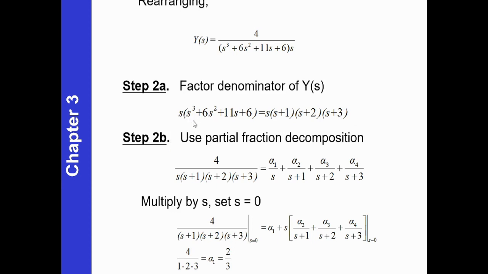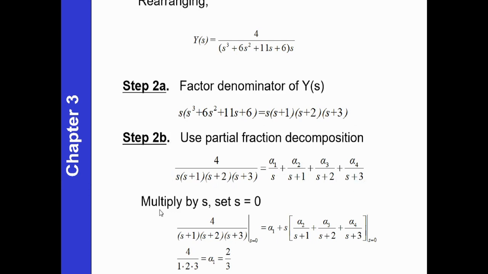So basically, this one here, s cubed plus 6s squared plus 11s plus 6, is actually the multiplication of s plus 1, s plus 2, and s plus 3. We factorize it. And step B, use partial fraction decomposition. We have this form here: 4 over s times (s plus 1)(s plus 2)(s plus 3) equals alpha 1 over s plus alpha 2 over s plus 1, alpha 3 over s plus 2, alpha 4 over s plus 3.